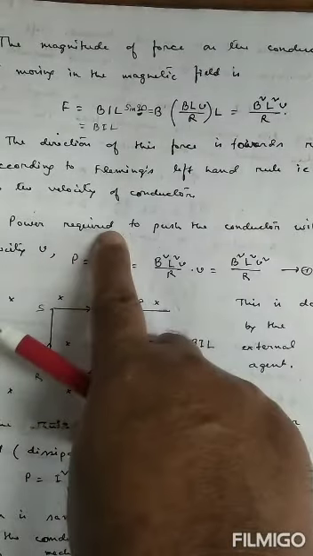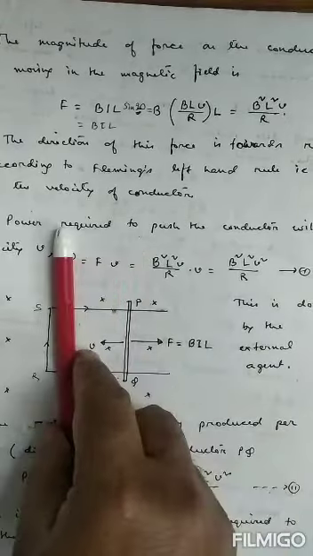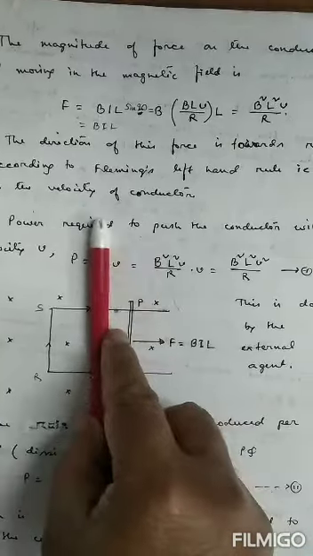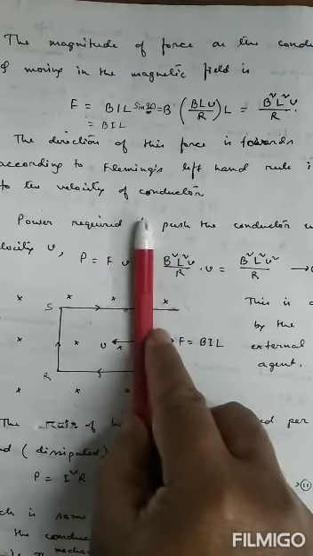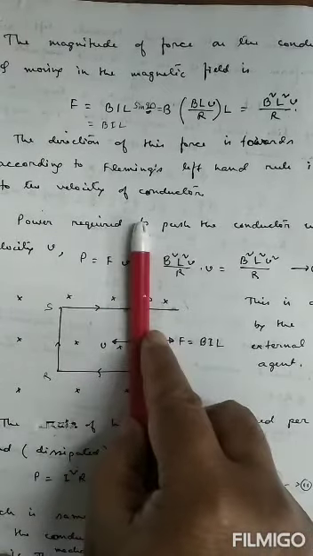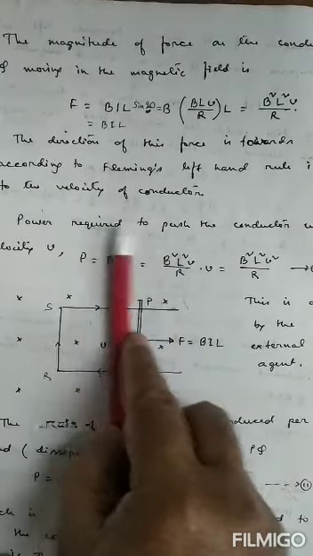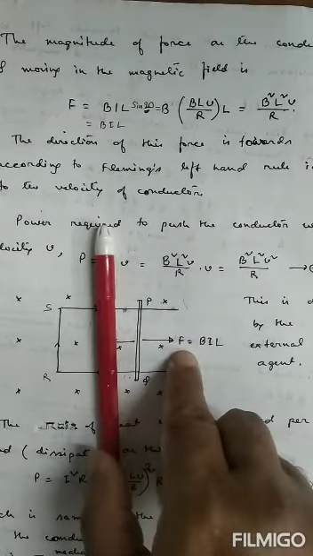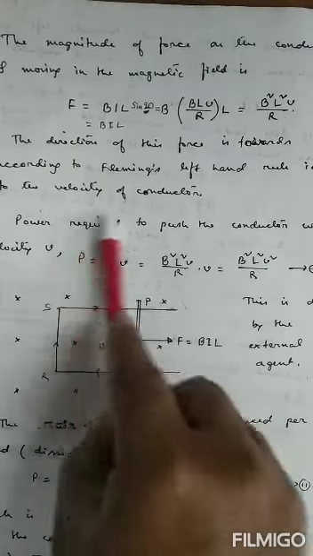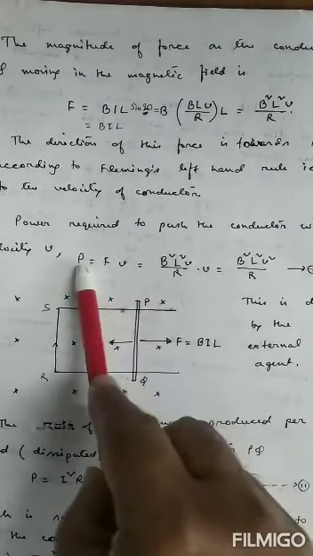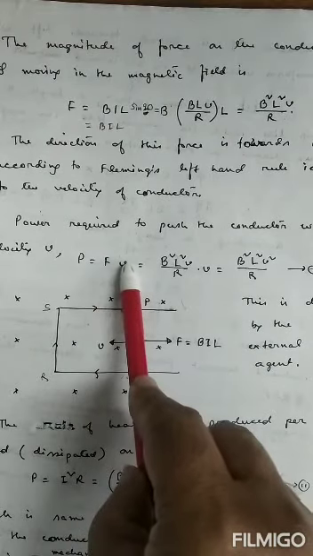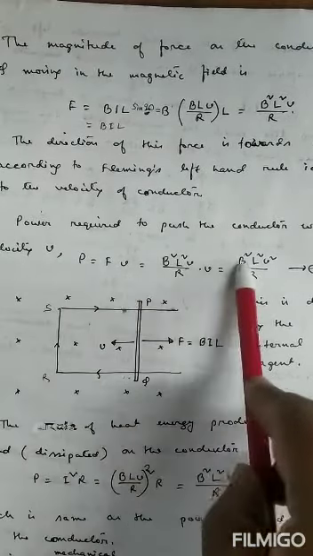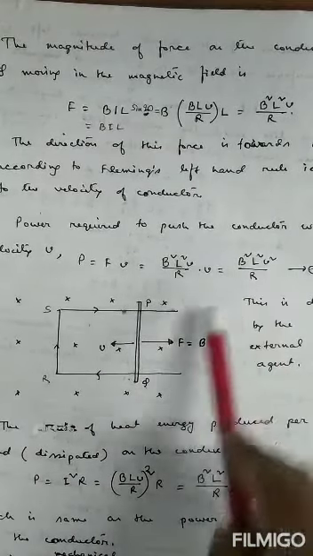Therefore, what is the power required to push the conductor in this direction? Why do we have to do work to move the conductor? Because when this conductor moves in this direction, an external agent has to do work against this opposing force. So the power required to push the conductor, power means force into velocity. In HS first year, we got this relation. So it is B square L square V square by R.